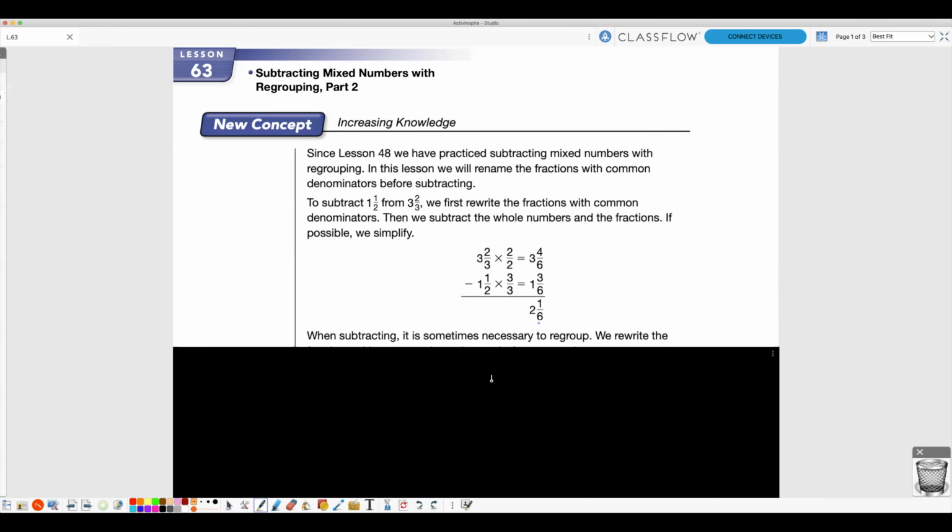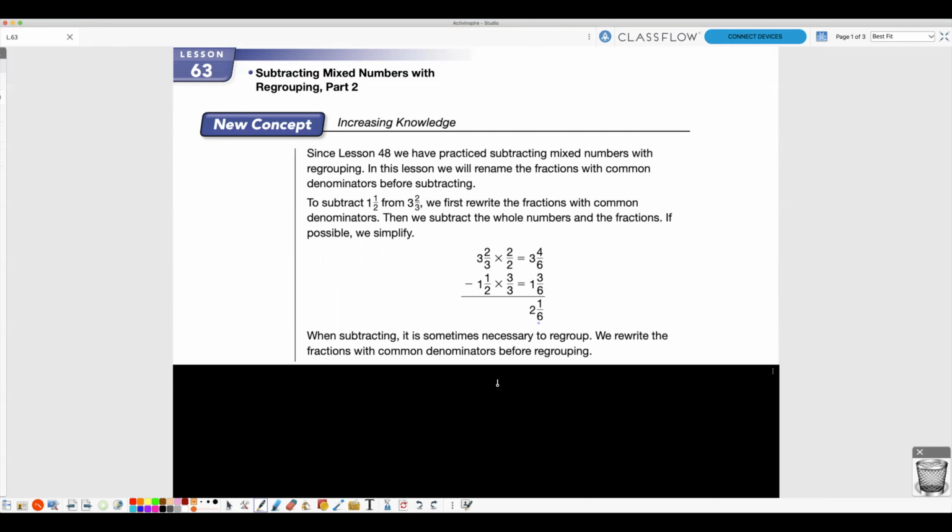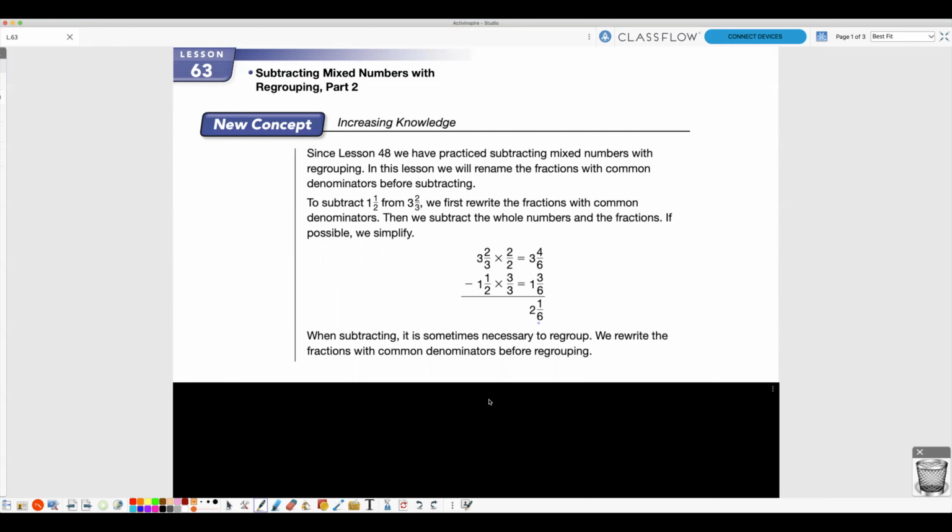When subtracting, it is sometimes necessary to regroup. We rewrite the fractions with common denominators before regrouping. In this case, we didn't have to regroup. We had 3 2/3, and we didn't have to do any regrouping. The 4 minus the 3 works, but sometimes you do need to regroup.